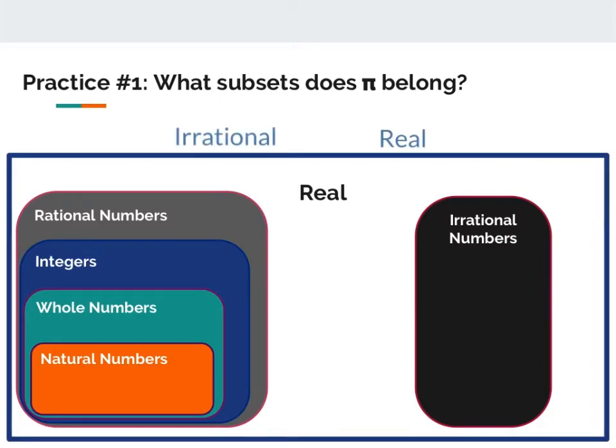All right, how did you do? Did you figure out that the number was both irrational and real? So you make sure that you have both these answers down. When it asks what subset does it belong to, it is both an irrational number and a real number. It's not natural, it's not whole, it's not an integer, it's not rational, because it's going on and on forever and never repeating. So now let's take a look at practice number 2.